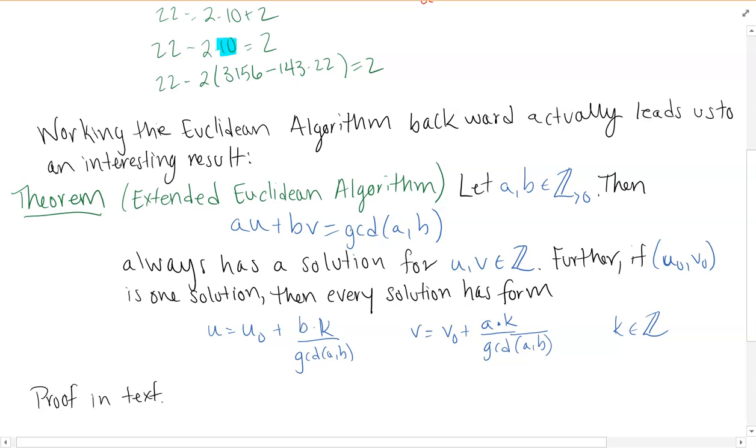Here's the formal statement, more or less what we just said above. The only thing it adds is that if we know one solution, U and V, we can get every other solution by using these formulas. I'm not going to go through the proof because it's rather short in the text and fairly straightforward, so make sure to have a look at that.